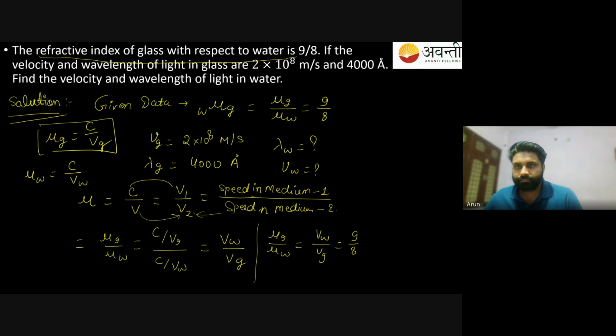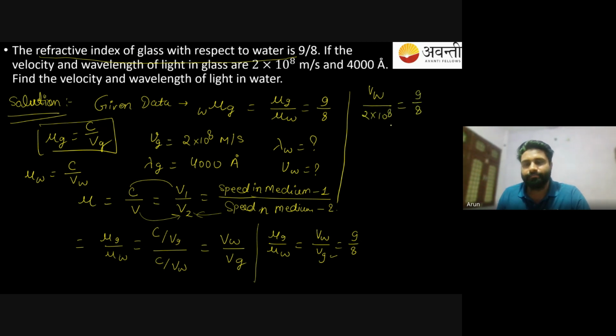Now this is 9 by 8, and you have one quantity also known to you, which is nothing but Vg. So we will take this ratio only. Vw divided by Vg, Vg is given to you as 2 into 10 raised to power 8, and the ratio is 9 by 8. So what is the value of Vw? Vw is nothing but 9 by 8 times 2 into 10 raised to power 8. 2 fours are 8, so Vw here is 9 by 4 into 10 raised to power 8 meter per second. Okay.